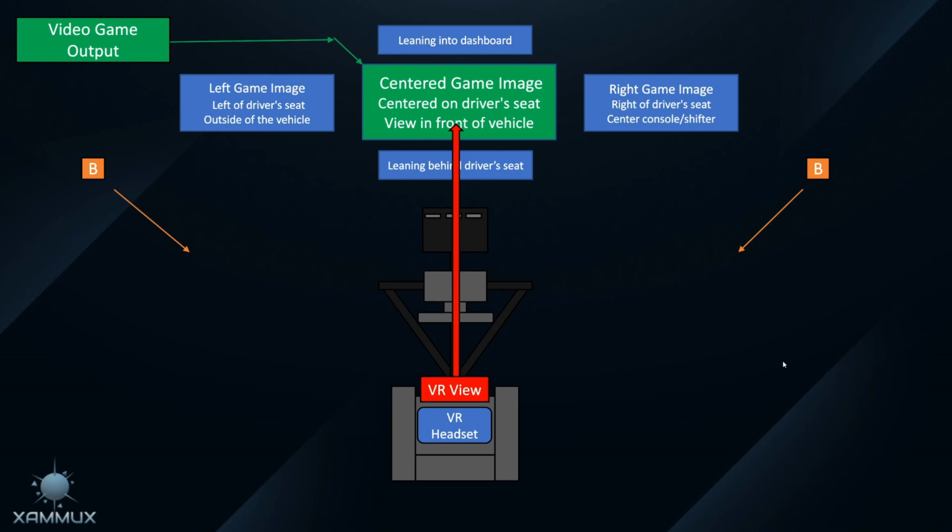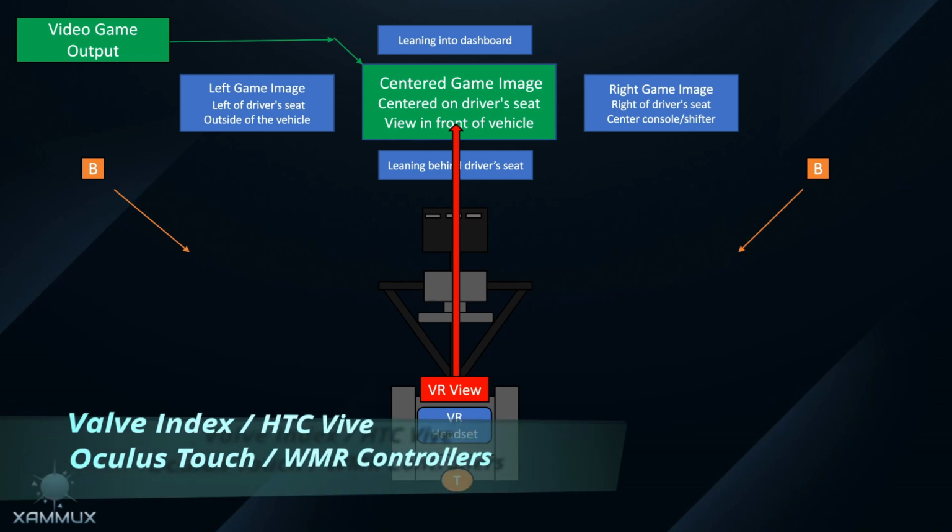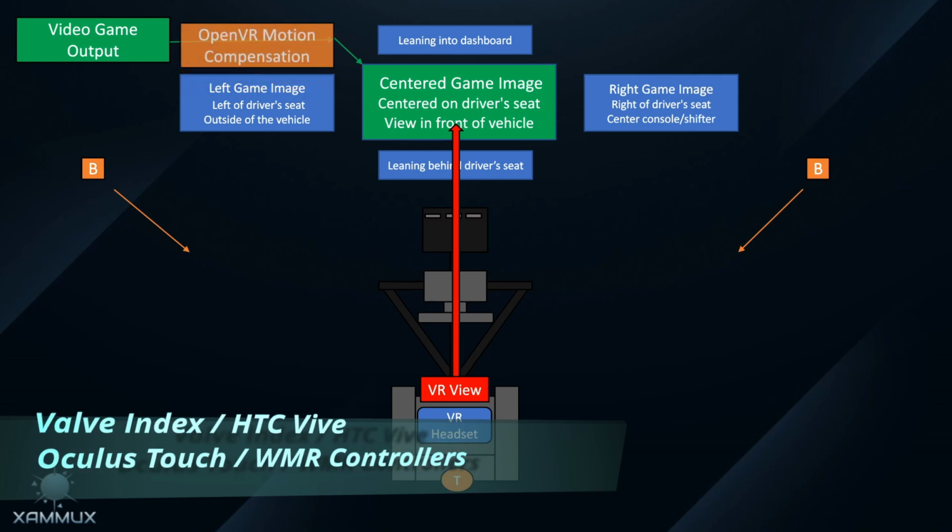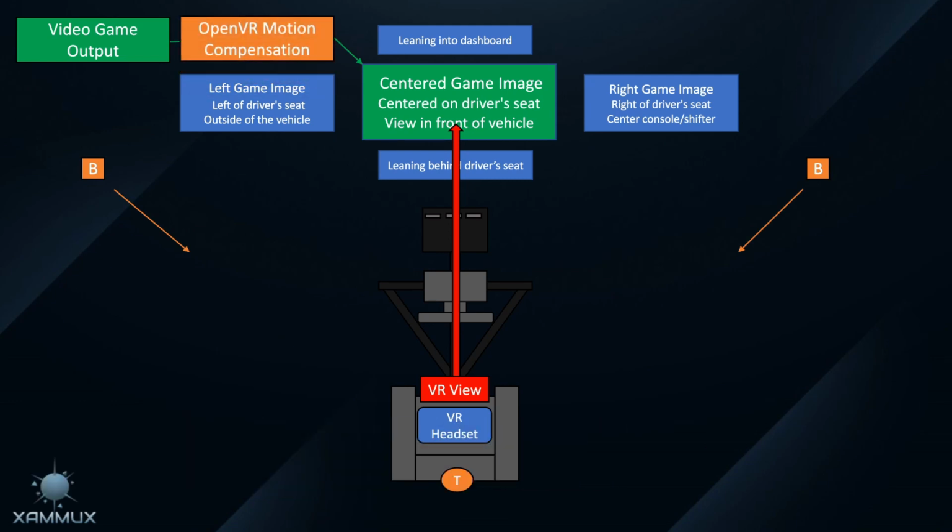The way to fix this is to have the software track the motion of the platform by adding a tracker or controller to the platform, and then use software like OpenVR Motion Compensation to remove the motion from the image by adjusting it before it's seen in the VR headset.